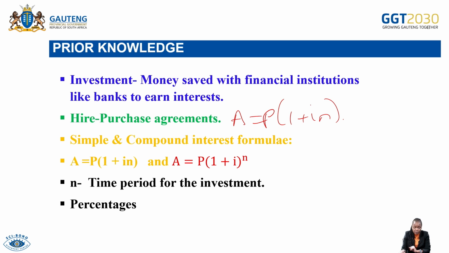simple interest. So simple and compound interest formula, you already know that it is calculated using A equals P into 1 plus i times n, and A equals P into 1 plus i to the exponent n. And you should be knowing by now that n stands for the time period for the investment. And you must be knowing the percentages as well, or you must be knowing how to convert a number to a percentage and from a percentage to a number.